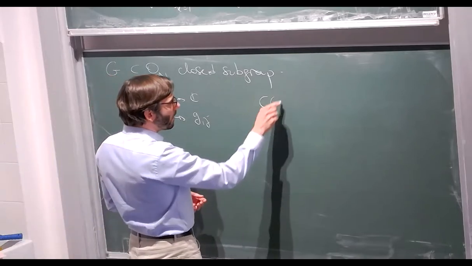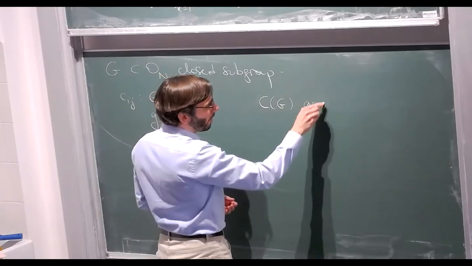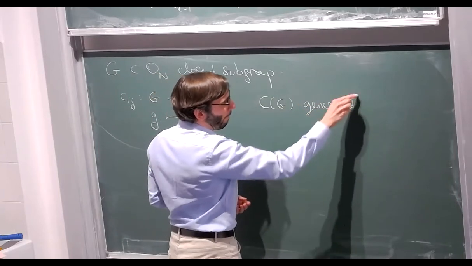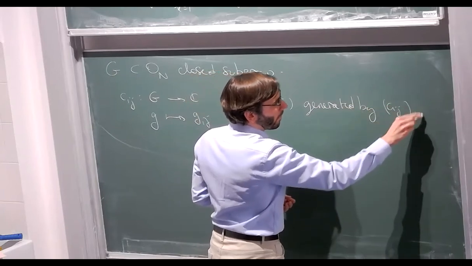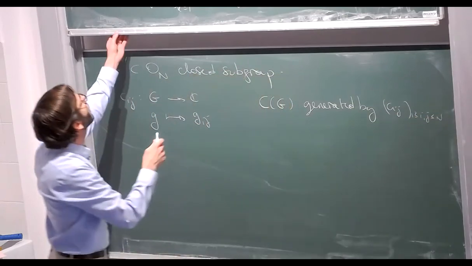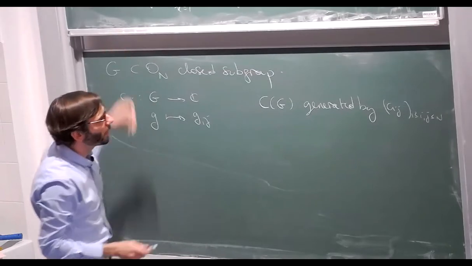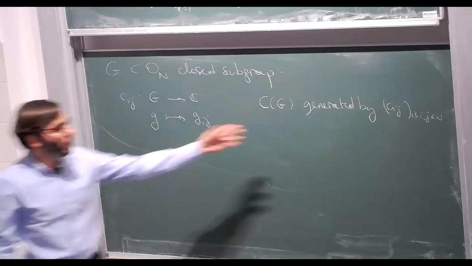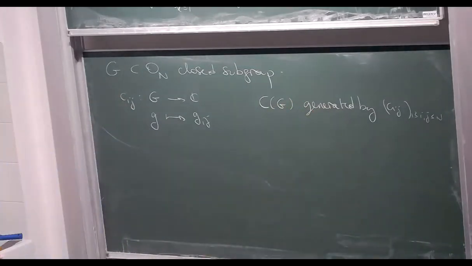Obviously, C of G is generated by these functions. Yeah, put a square here. I mean, i and j range from 1 to n, so that's n squared generators. That's what I meant. So it's generated by this. That's just the Stone-Weierstrass theorem.